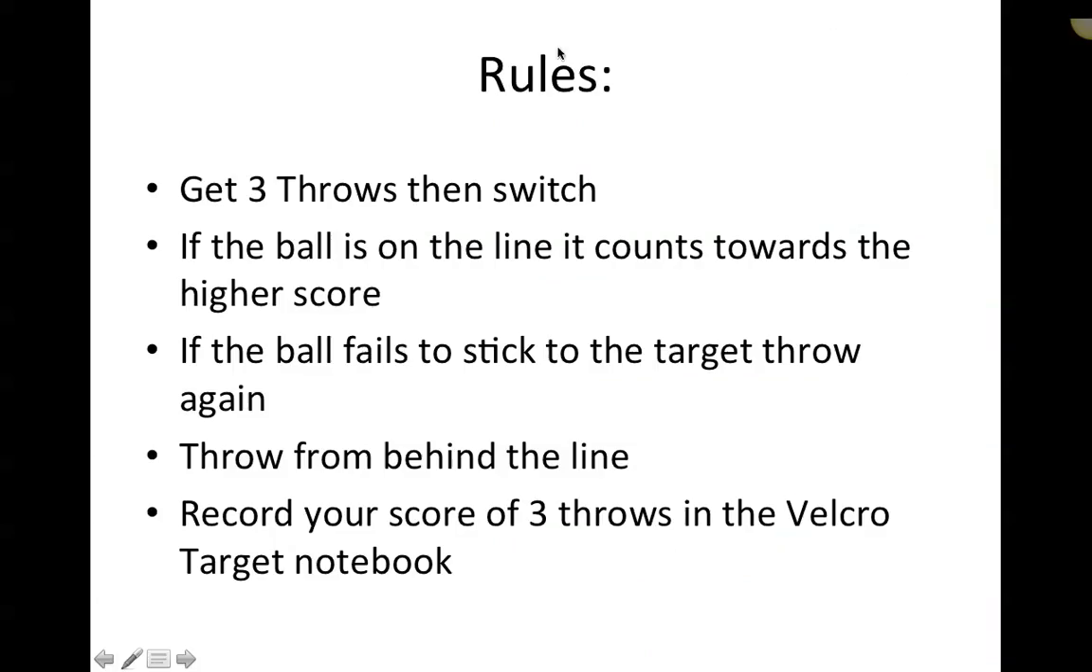The rules that we're going to use are each of you are going to take a turn and have 3 throws, and then you'll switch. If one of your throws is on the line of one of the rings, it counts towards whichever is the higher score. So if it's between the 1 or the 3, you would give yourself a 3. Also, if the ball fails to stick to the target, just keep throwing until you get it to stick. Make sure you throw from behind the line and record your score of all your 3 throws in the Velcro target notebook. We're going to need that for later.